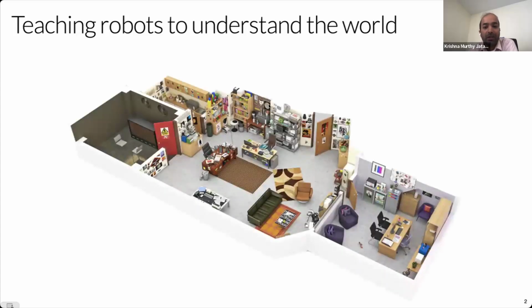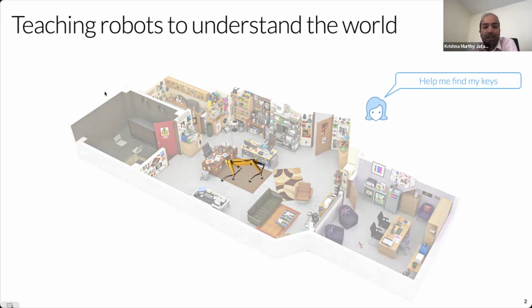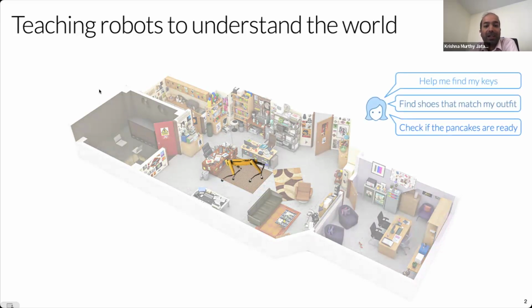So imagine you have a robot in an environment like this, and the robot is given a wide variety of tasks, including ones that it's never been trained to do before, like helping someone find their keys, or finding shoes that match an outfit, and so on. These tasks may seem very simple or trivial for humans, but they are extremely complex if you consider all the challenges that robots need to overcome through this entire process.